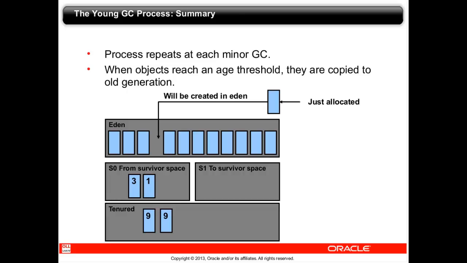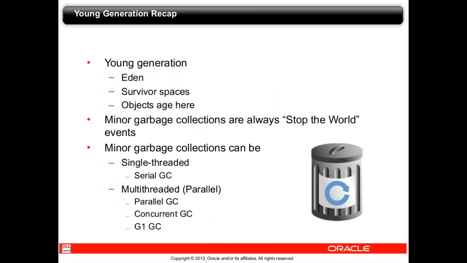We keep allocating objects to the Eden space. When it's full, that triggers a garbage collection. We move objects to the survivor spaces, we age them, and then eventually they get moved to the old generation, where long-lived objects live. To sum up: Eden space is where new objects go. The survivor spaces age objects, and we use them to copy our objects that are still alive as they age. Minor garbage collections are always stop-the-world events.